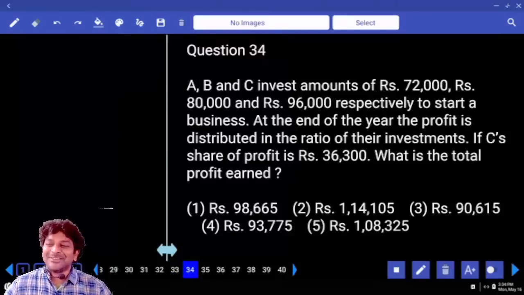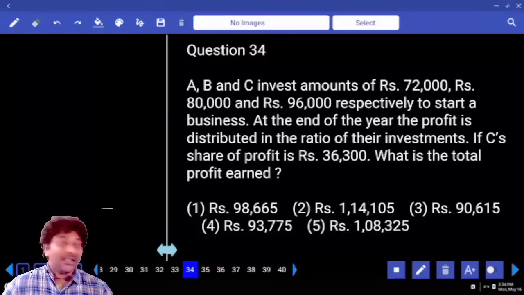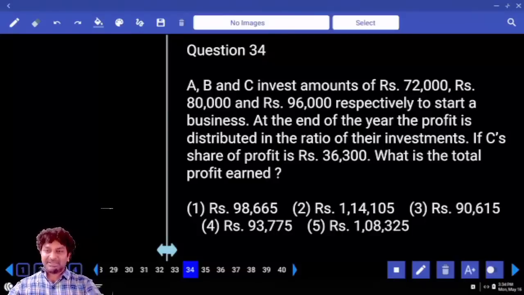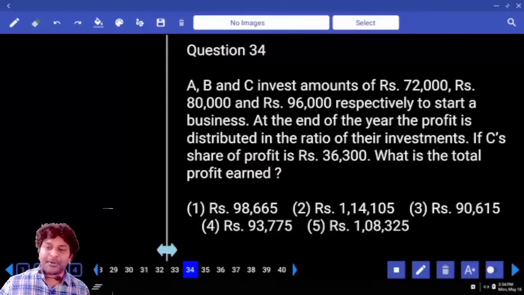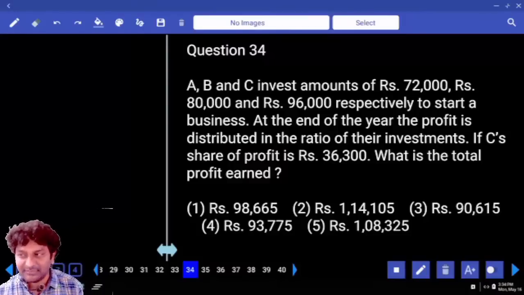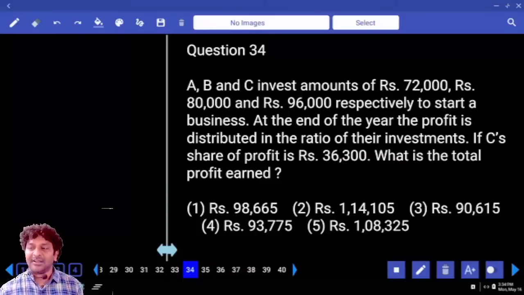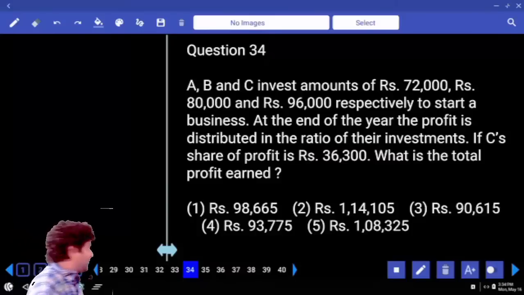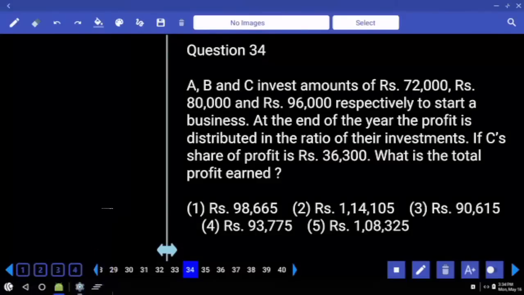ABC invests amounts of 72,000, 80,000, 96,000 respectively to start a business. At the end of the year, profit is distributed in the ratio of their investments. If C's share of profit is 36,300, what is the total profit earned? Do we have a time period here? No, that means all three members are there for the same time, correct? So the profit sharing ratio is going to be the investment ratio, right?